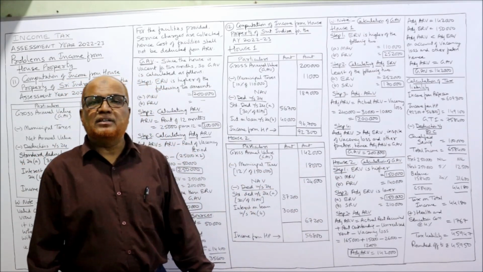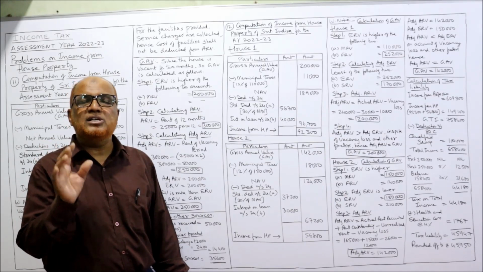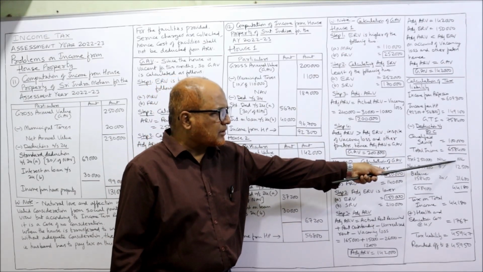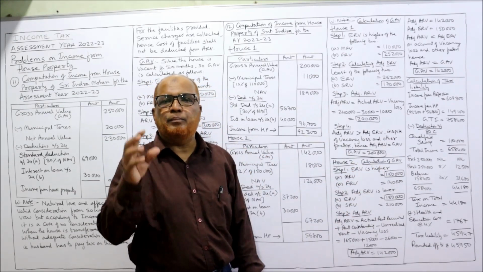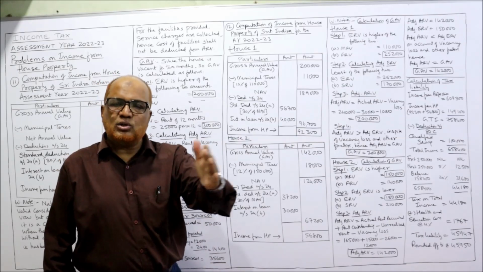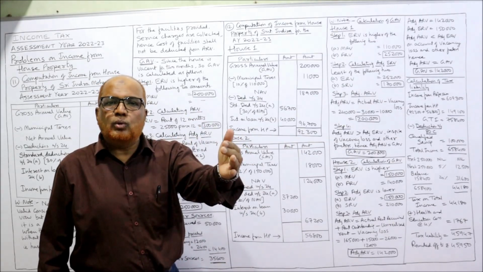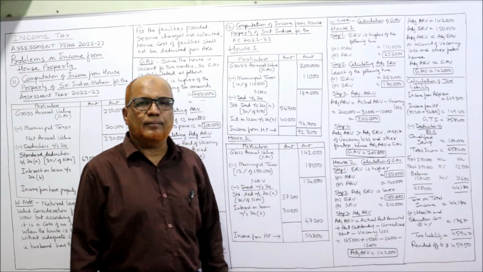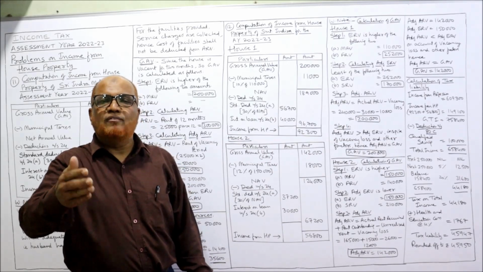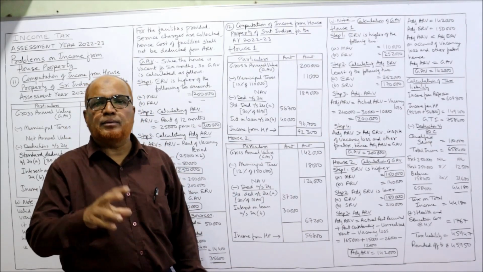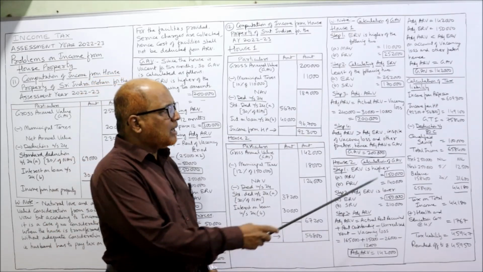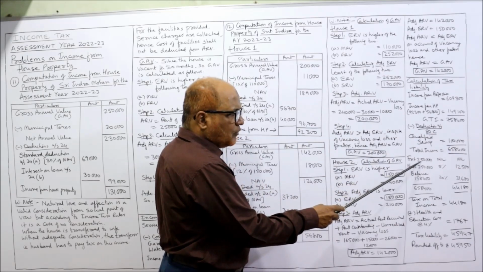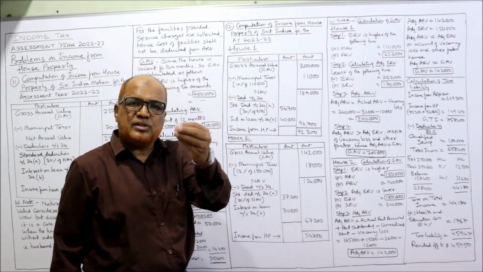The basic exemption limit is 2,50,000. The first 2,50,000, no rate of tax, no tax. Next 2,50,000, 5% is the rate. So up to first 2,50,000, no tax. Next 2,50,000, 5%. So 5% of 2,50,000 is 12,500. The next slab goes from 5 lakh 1 to 10 lakh, that means a 5 lakh rupees slab. But our income is 6,58,400.